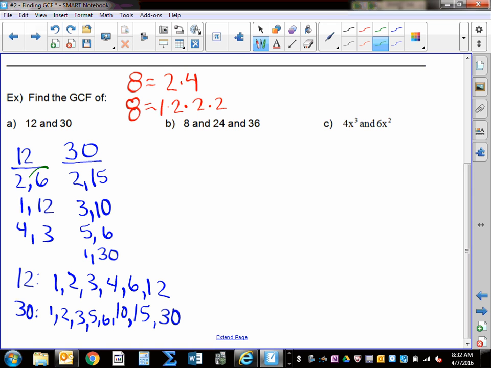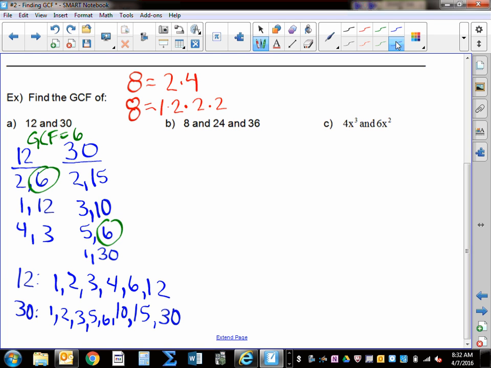6? Yeah, I agree. They do have 3 in common, so that would be a common factor, but not your greatest one. Alright, so my GCF equals 6. Okay, let's take a look at 8, 24, and 36.